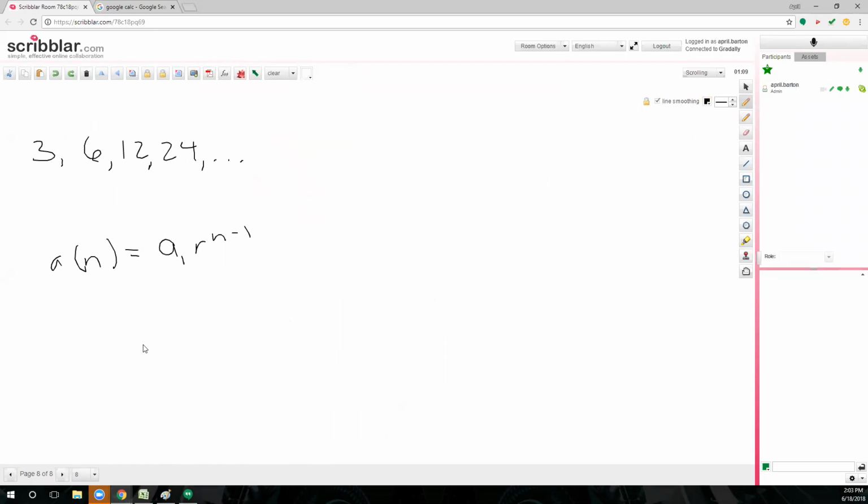So you can also have geometric sequences. Geometric sequences are when you're multiplying by a number every time. So what number are we multiplying every single time? What do we multiply 3 by to get 6? And 6 by to get 12? Good job. 2. So instead of being called common difference, this time it's called common ratio.